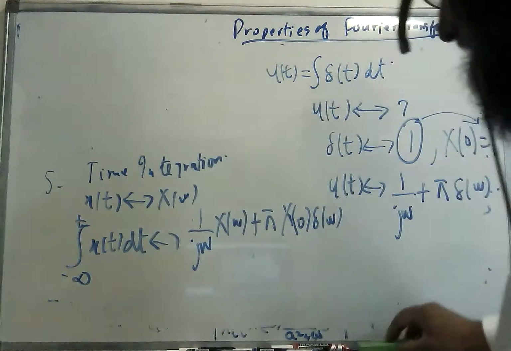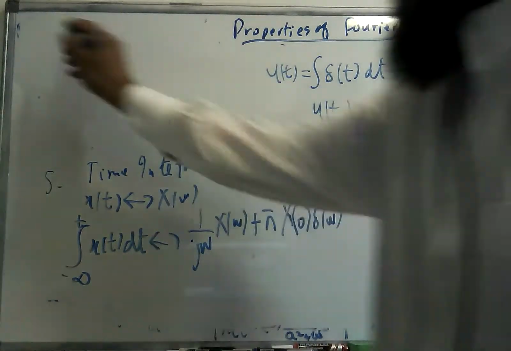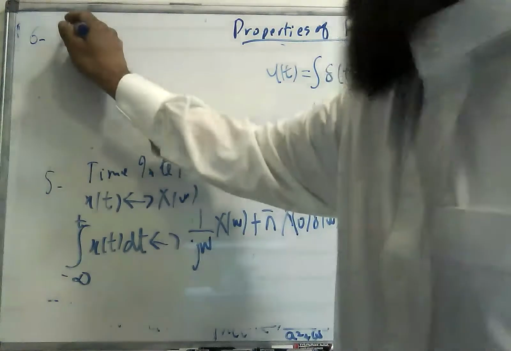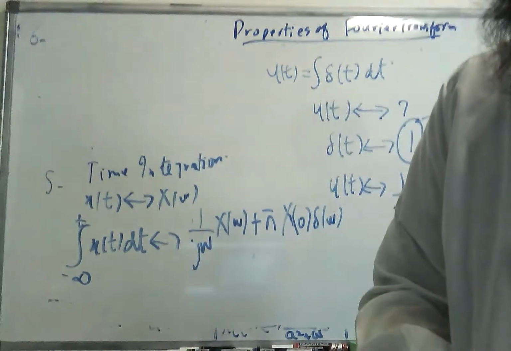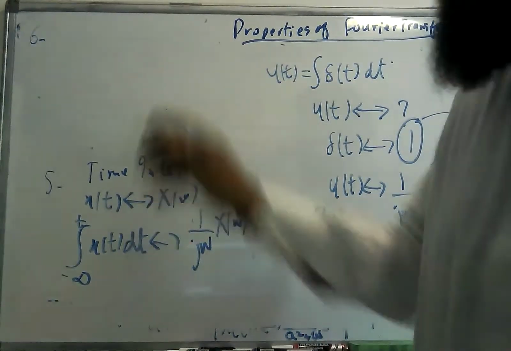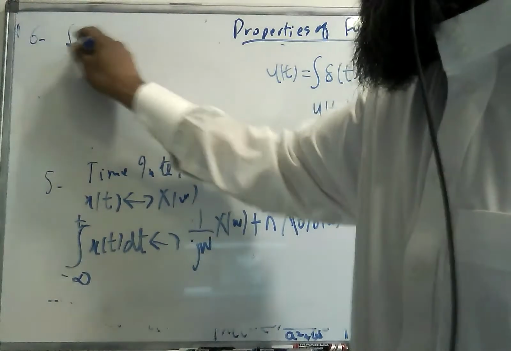So that will be my sixth property. Number 6 is the scaling. I will just call it scaling property.